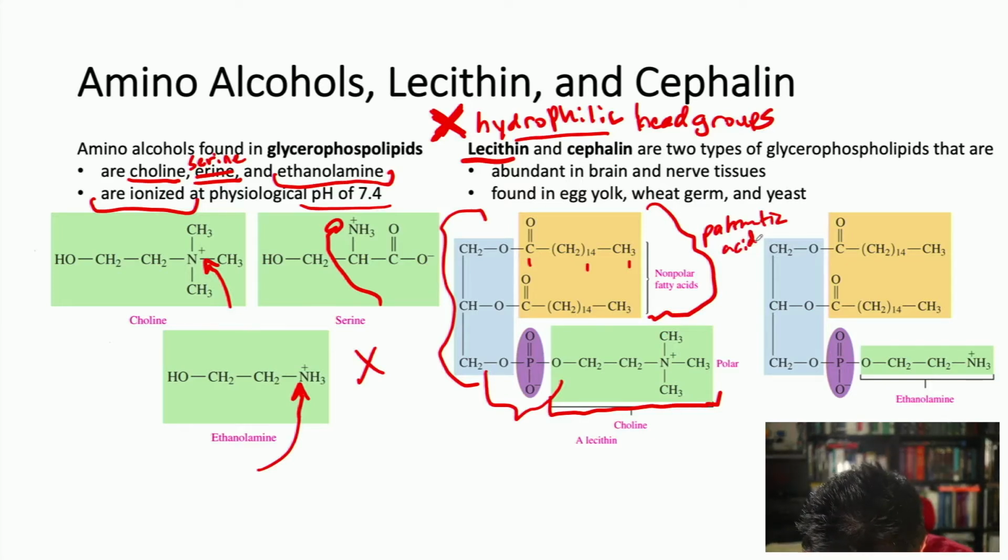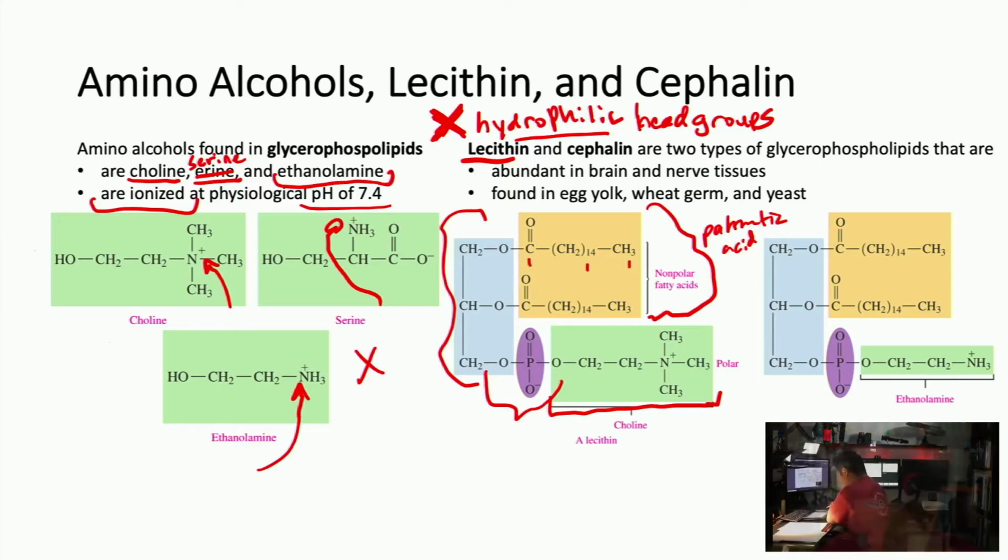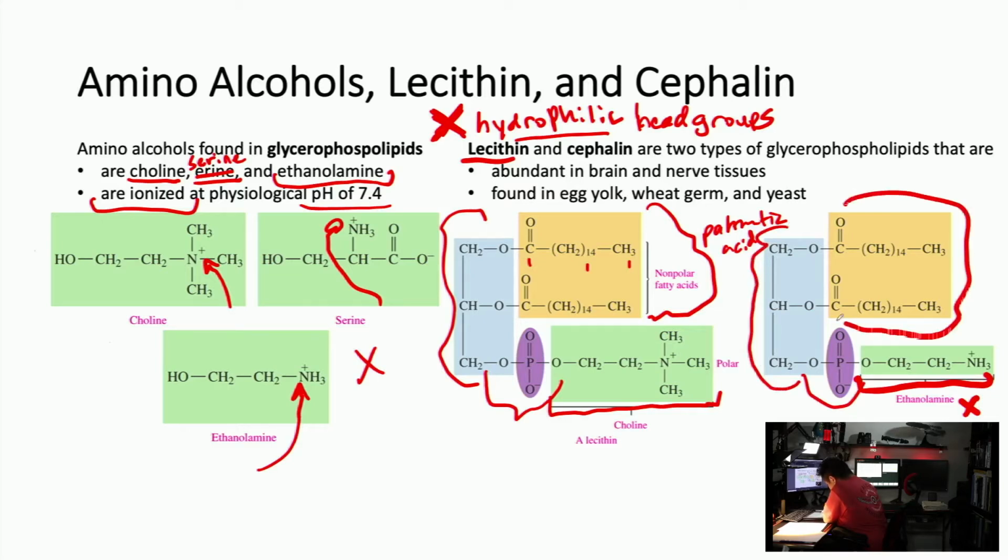Another glycerol phospholipid is cephalin, right? Cephalin means head, so I'm guessing that's in the brain. Its hydrophilic head group, or X, is ethanolamine, connected to its phospholipid. Its phosphodiester bond, and its glycerol. And it also has palmitate as its nonpolar fatty acid tails, right?